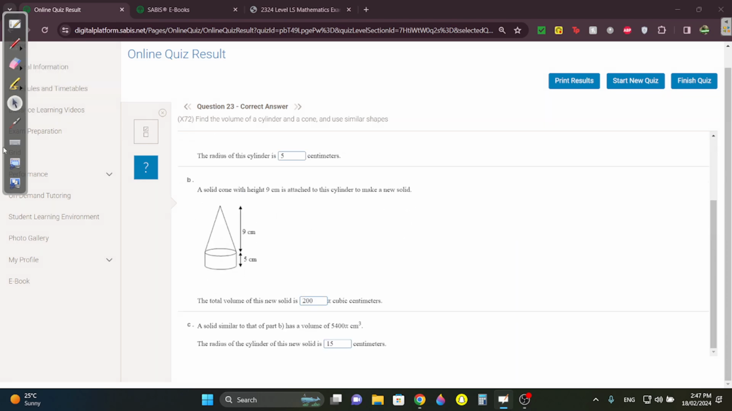Part B, a solid cone with the height of 9 centimeters is attached to this cylinder from part A, and we now have a new solid. What is the total volume of this new solid? We know that the volume of the cylinder is 125 pi. We need to find the volume of this cone and add it to the volume of the cylinder to get the total volume of the whole solid. So how do we do that? We need to find the volume of the cone, and the volume of the cone is always pi r squared h over 3.